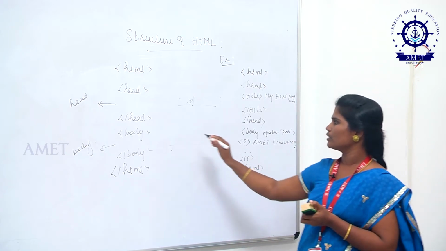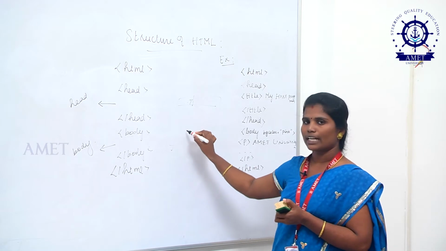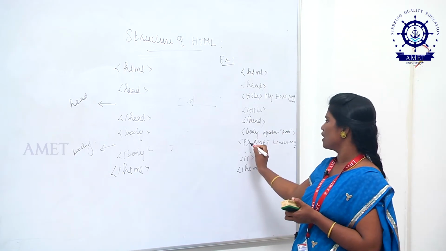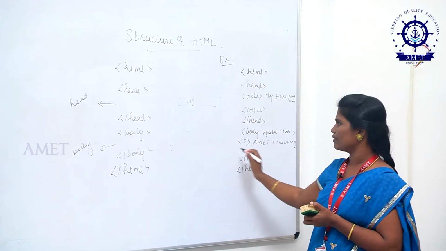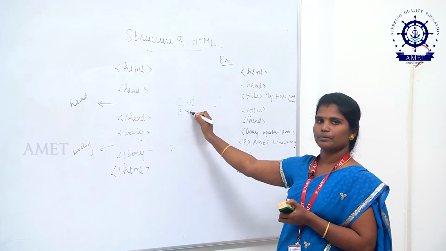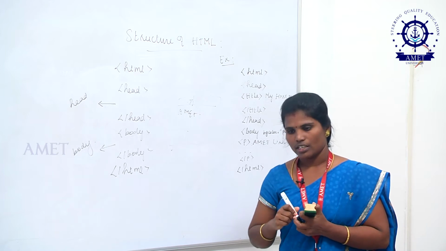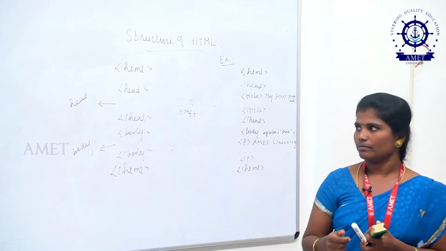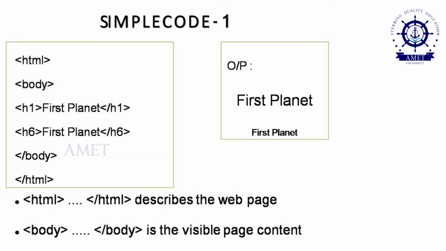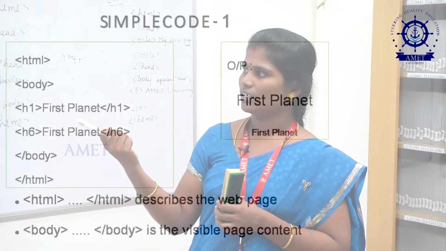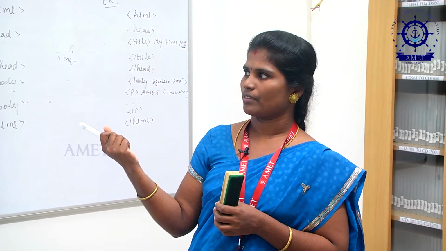So, what happened? This web page background color will be pink, and you have given one paragraph that will be displayed. So, this is the simple example of HTML. So, this is another example for HTML. It is also a simple website. In this website I have displayed some message.